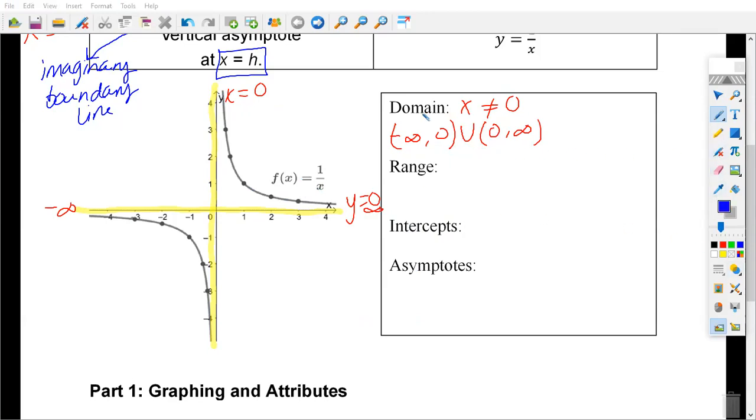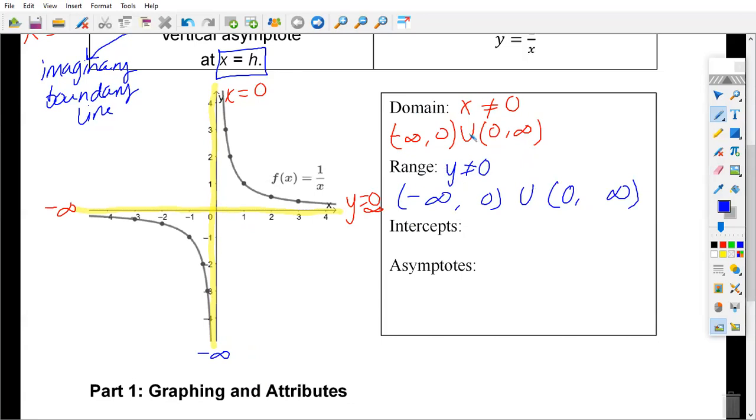Okay. And the same thing is happening with our range. Our range goes from bottom to top. All the way to the bottom is called negative infinity. As I'm going up, what stops me? 0. So the same thing: y cannot equal 0. So when I write it in interval notation, it's going to be from negative infinity to 0, union 0 to infinity. Still, because of this asymptote.